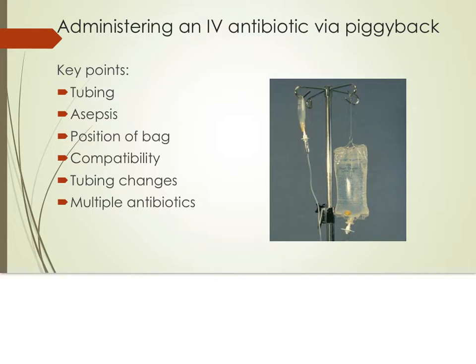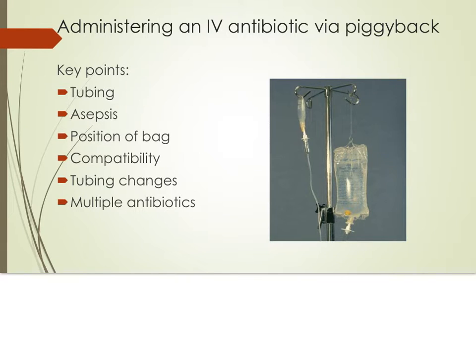Secondary tubing is used to administer a piggyback antibiotic. This tubing is shorter than primary tubing and usually has no injection ports. The secondary tubing attaches to the highest injection port of the primary tubing. Aseptic technique must be maintained to prevent contamination. Often the secondary tubing package will contain a plastic hanger. This hanger is used for the primary bag, not the secondary bag.